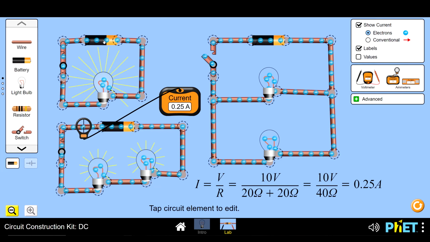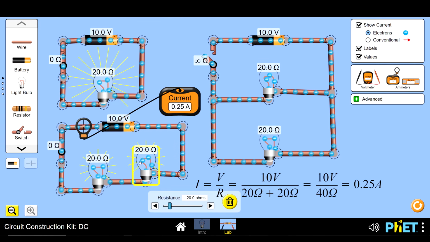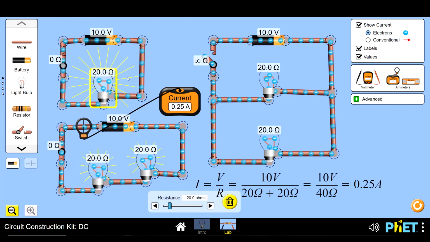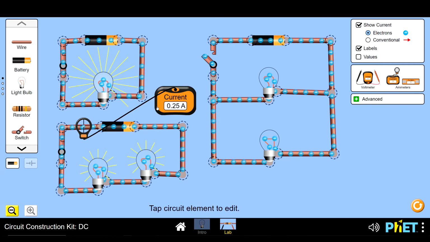Well, the voltage is the same in these two circuits. Let's click the values button and confirm that. Both circuits are giving 10 volts to each electron, but the total resistance in the circuit is 20 plus another 20. So there's 40 ohms in total in this circuit, unlike the previous circuit, which only had 20 ohms. All right, so let's get rid of the values just to clean up the page.